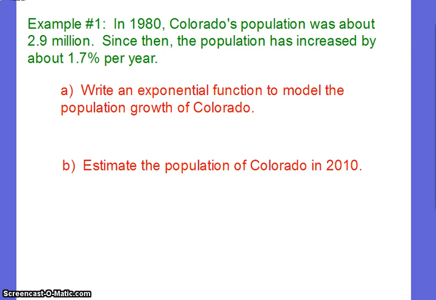So in this problem, we're actually going to be figuring out what the population of Colorado is, some years from when the problem was written. So the first thing we want to do is write an exponential function to model their population. Well, if you read through the problem, this model was based on data that they had in 1980. And their initial population was 2.9 million, so that's going to be our A. Since then, the population has increased by about 1.7% per year.